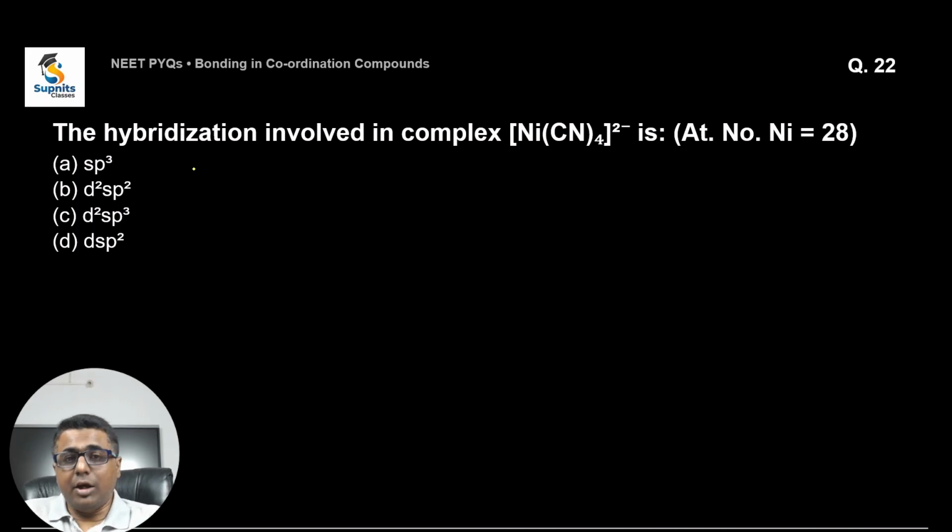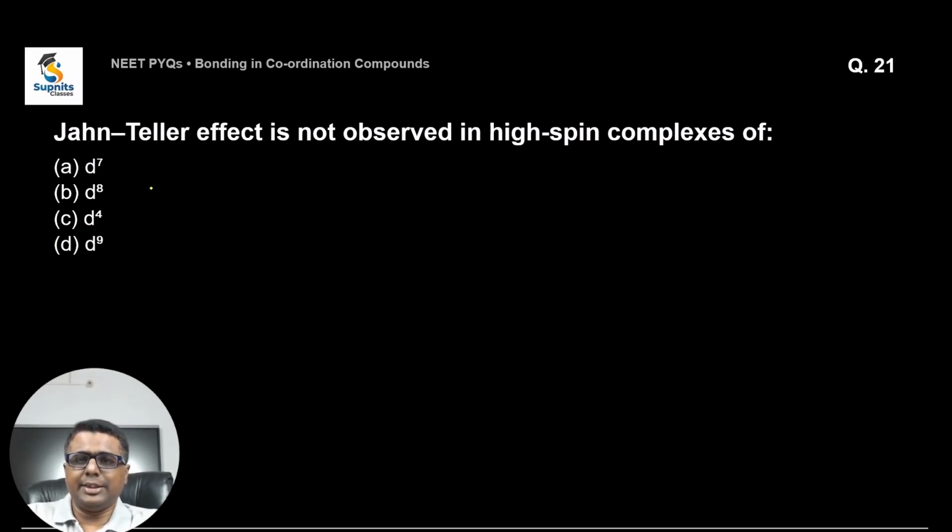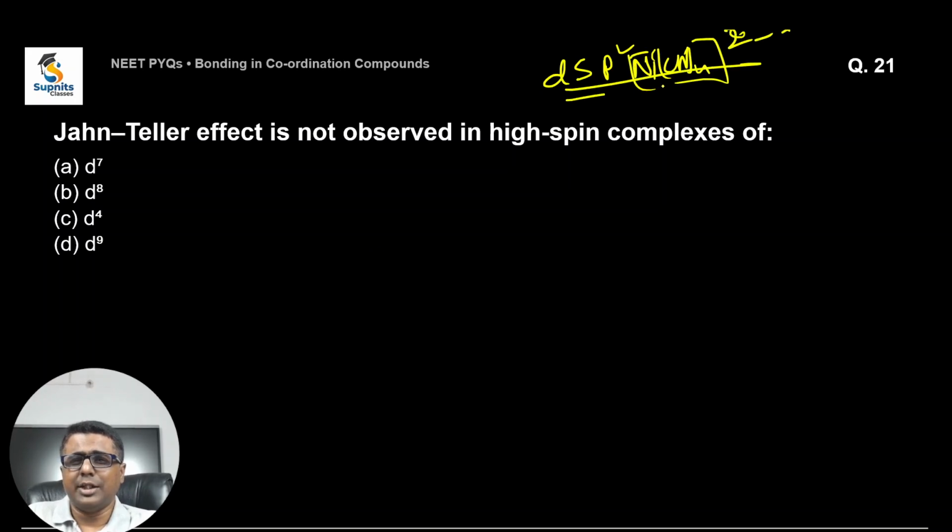The hybridization involved in the complex, okay, I have already done this. Again, existing knowledge helps. You can see dsp2. [Ni(CN)4]2- has been asked multiple times. dsp2, diamagnetic, fix this in your mind.